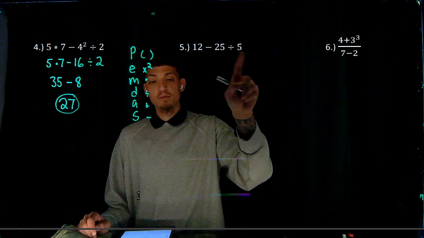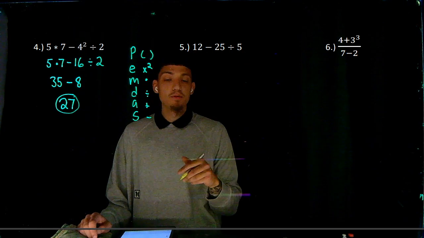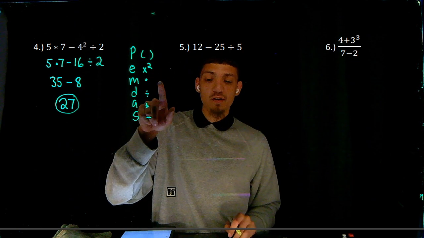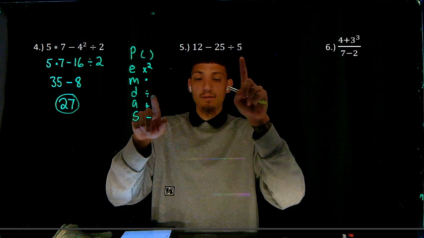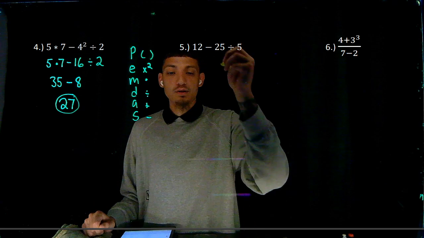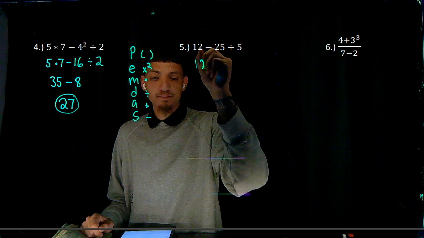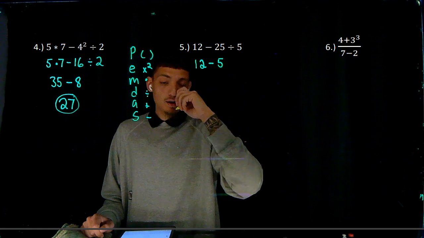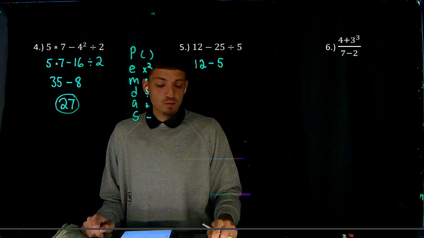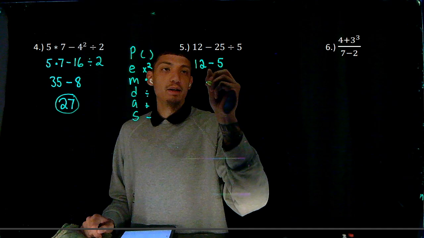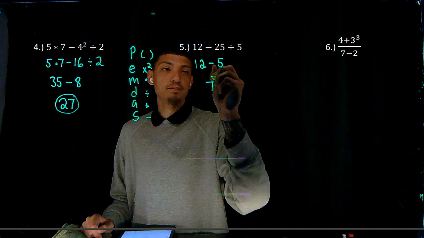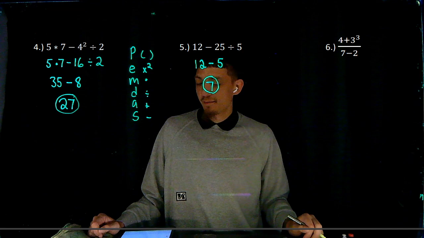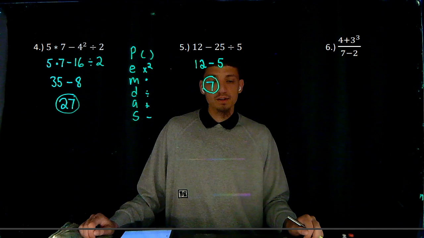So when solving left to right, do we have anything inside parentheses to solve for? No. We don't have exponents. We don't have multiplication, but we do have division. So 25 divided by 5 is 5. And then 12 minus 5, that is 7. Easy one right there.